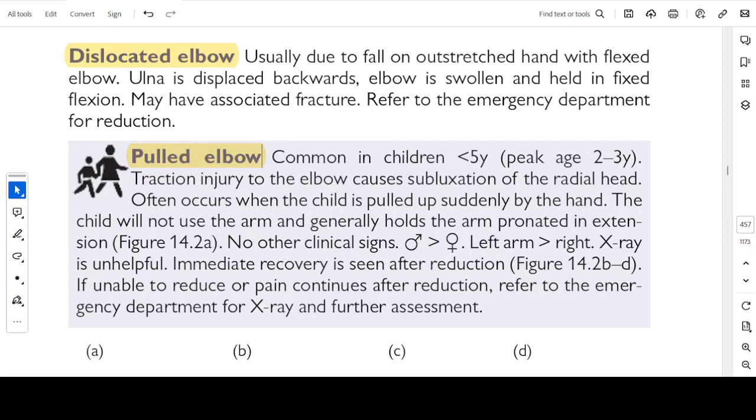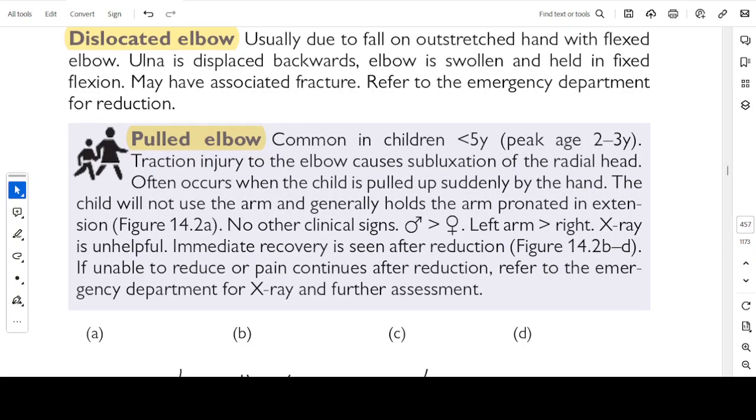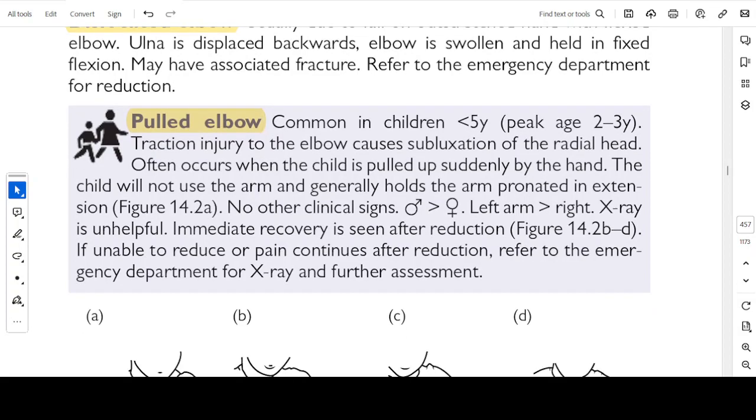Peak age is 2 to 3 years. Traction injury to the elbow causes subluxation of the radial head. It often occurs when the child is pulled up suddenly by the hand. The child will not use the arm and generally holds the arm pronated in extension. No other clinical signs. Males more than females, left arm more than the right arm.